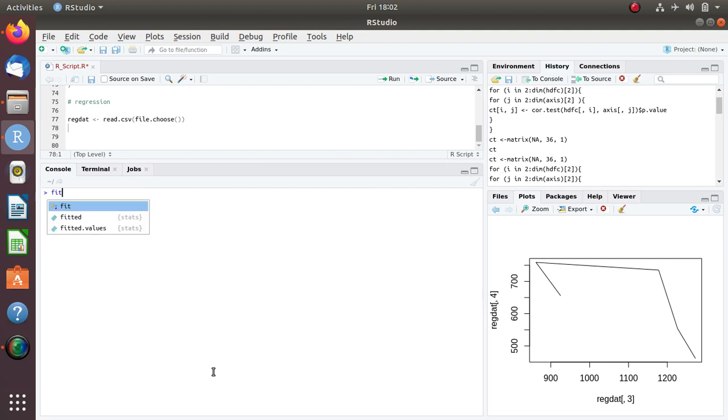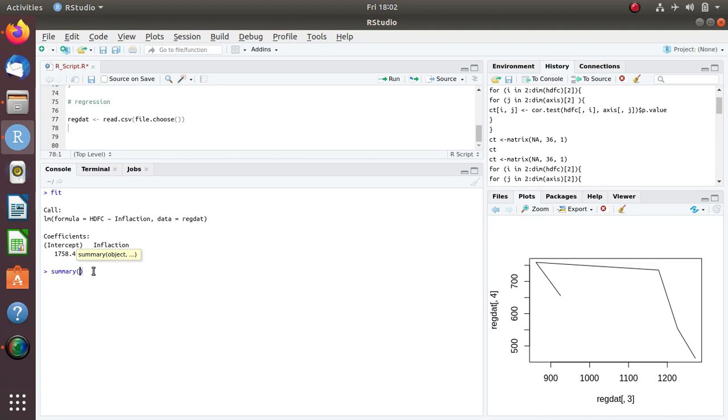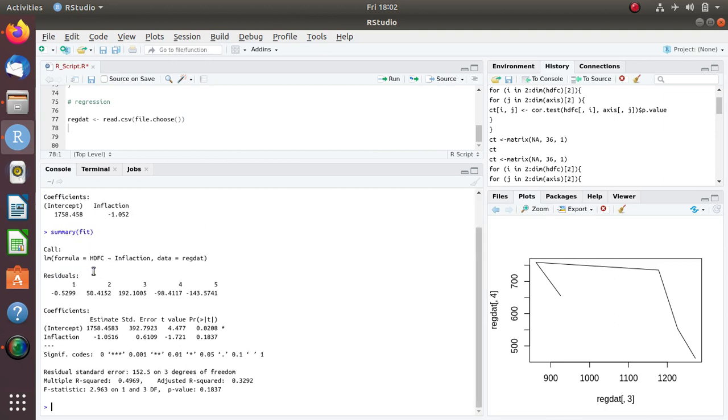So you have fit, and in this fit you got the intercept and inflation, I mean the slope. But let us use summary, just like we did in analysis of variance. You got the entire information now. You see, this is the formula, I mean the statement for simple linear regression. You have residuals, that is not important for us.